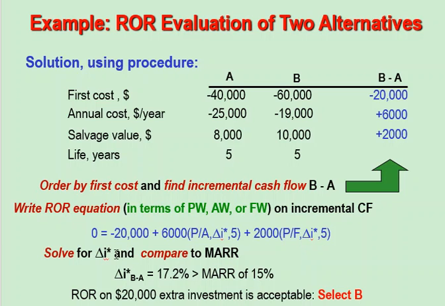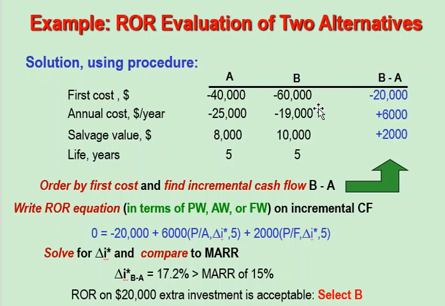After I find delta I, I compare it to the MARR given. How much is the MARR? 15%. Here it happened that delta I is equal to 17.2%, which is greater than the MARR. It's a good investment. In total, delta I is a good investment. But which one? Is it B or A?